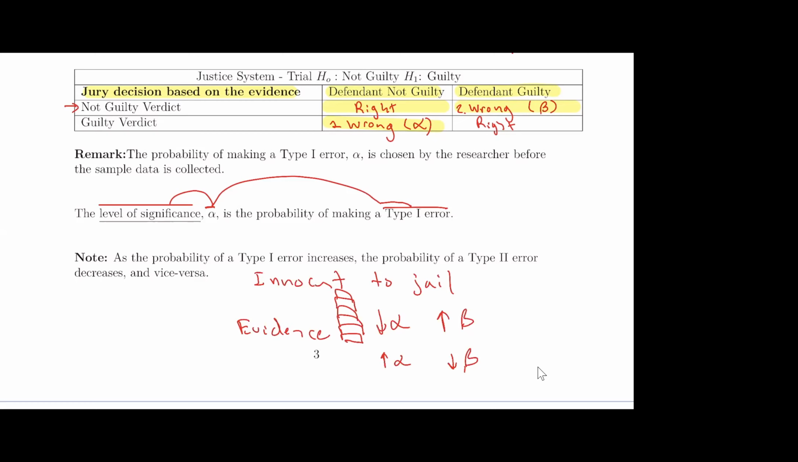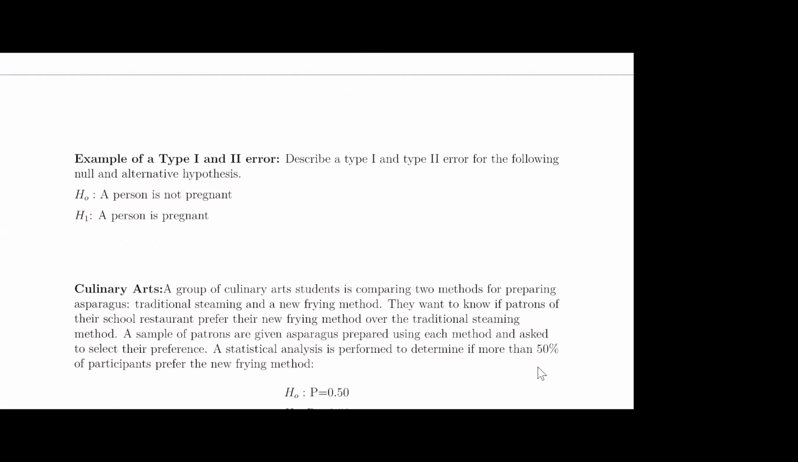Everybody good for type 1 and type 2 error? All right, well, I guess no. So let's do some more for type 1 and type 2 error. Let's do this next problem. This one's an example of type 1, type 2 error.